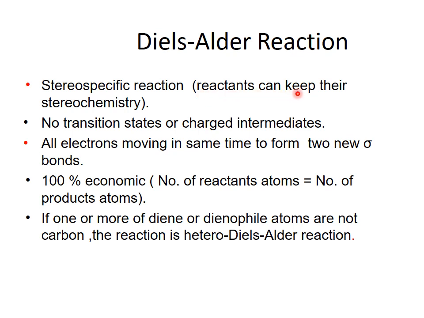All electrons move at the same time to form 2 new sigma bonds. During this reaction, 3 pi bonds are broken down and 1 pi bond is formed, as well as 2 new sigma bonds. This is a 100% atom economic reaction. The number of reactant atoms is equal to the number of product atoms.